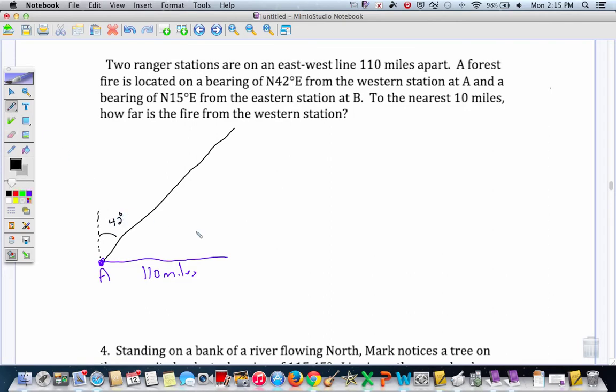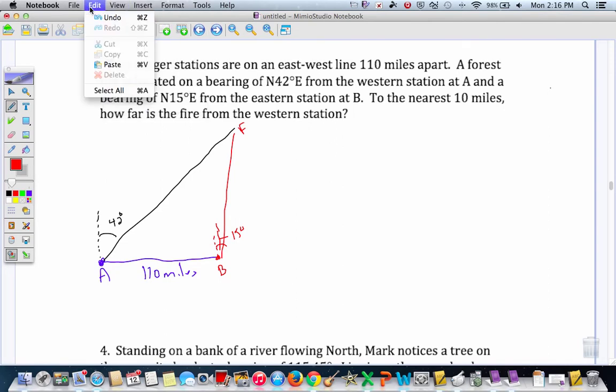42 degrees. All right then, next statement, a bearing of north 15 degrees east from the eastern station. So from our eastern station, first of all, it's station B, we're going to go north 15 degrees to the east. And our 15 degrees is this little angle right here. And our forest fire then is located over here. Filling in a little bit more information here.